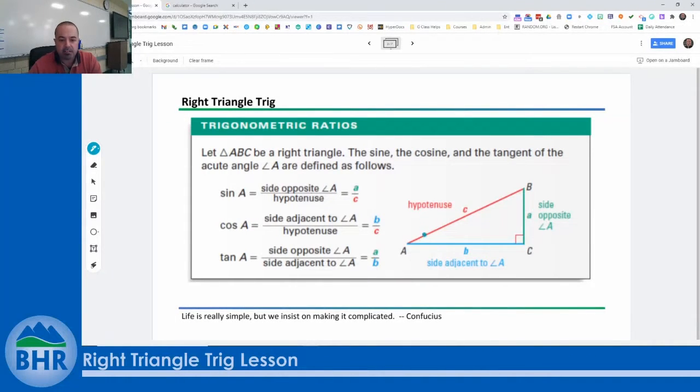This is the big chart that lists out all of the ratios. Sine is equal to opposite over hypotenuse, cosine is adjacent over hypotenuse, and tangent is opposite over adjacent. Again, laying out that if the angle A, or in this case what we would call theta, is here, then that's opposite and this is adjacent.